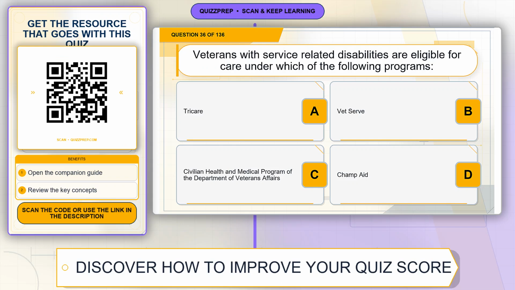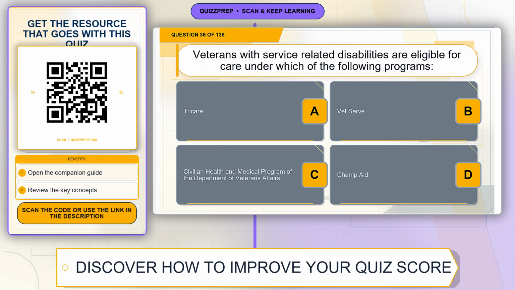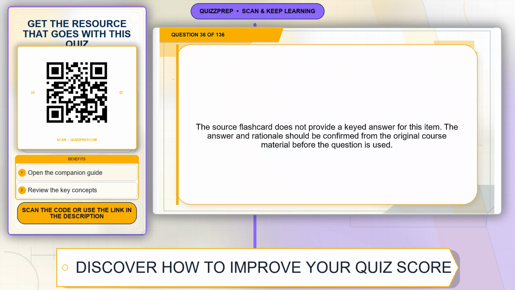Question 36. Veterans with service-related disabilities are eligible for care under which of the following programs? Option A, TRICARE. Option B, VetServe. Option C, Civilian Health and Medical Program of the Department of Veterans Affairs. Option D, CHAMP Aid. The correct answer is now shown. Explanation: the source flashcard does not provide a keyed answer for this item. The answer and rationale should be confirmed from the original course material before the question is used.